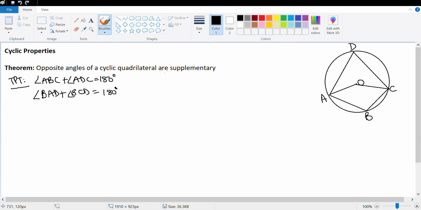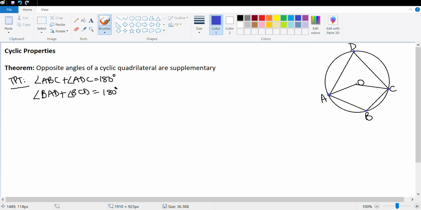The next one is about a cyclic quadrilateral. Now what does a cyclic quadrilateral mean? A cyclic quadrilateral means a quadrilateral whose all 4 vertices touch a circle. So in this case A, B, C, D, all 4 vertices touch the circumference of a circle. That's why this is a cyclic quadrilateral.